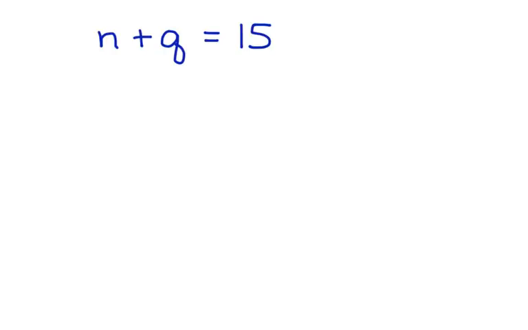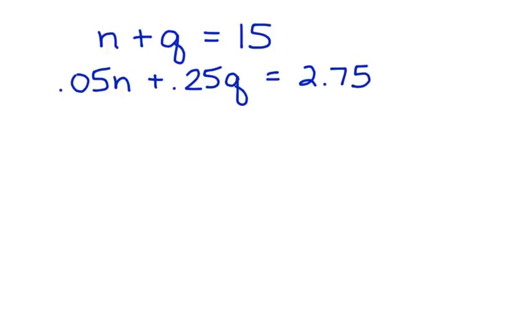Now we have a second equation. We know that nickels are worth 5 cents and quarters are worth 25 cents. So we can write 0.05n plus 0.25q, and the total money that Kelly found was $2.75. Now you can see that we have a system, and we're going to solve this system.